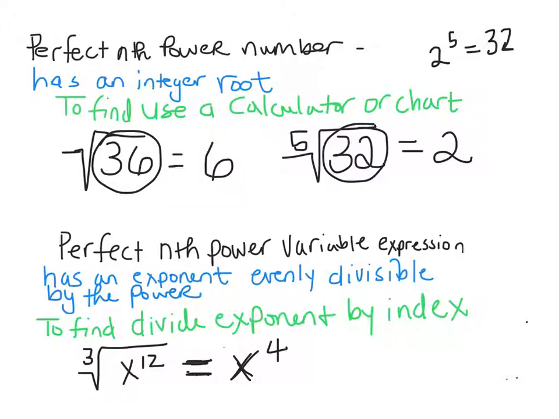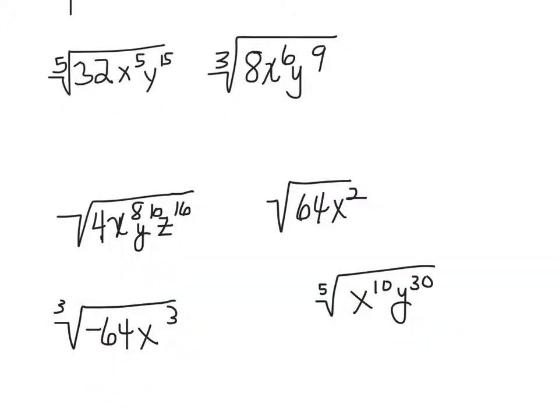So this helps us to simplify radicals like this. Okay, here we have several radicals. I want to simplify these. So remember that when I'm dealing with the numbers or the coefficients, I'm going to use my knowledge of squares and cubes and fourths and so on, or I'm going to use a chart or use my calculator. So here, in this first one, we have 32 x to the 5th, y to the 15th.